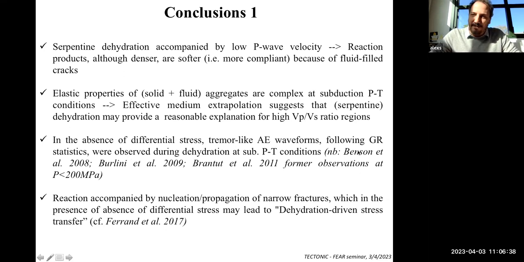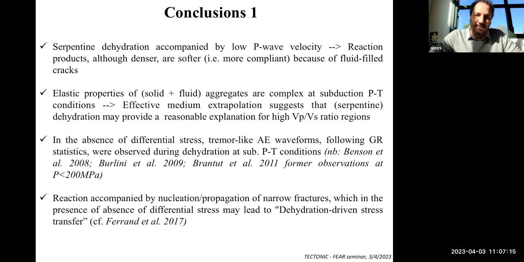Former experimental studies of tremors had mainly concentrated on volcanic tremors, and the work of Phil Benson, and then the work of Luigi Burlini, and there is also the work that we did a few years ago on gypsum with Nicolas Brantut, which were all observed at rather low pressure. Here we really extended the pressure range by an order of magnitude. And one of the important things is that even under hydrostatic conditions, the reaction is accompanied by the nucleation and propagation of narrow fractures. This is how dehydration takes place in the field.